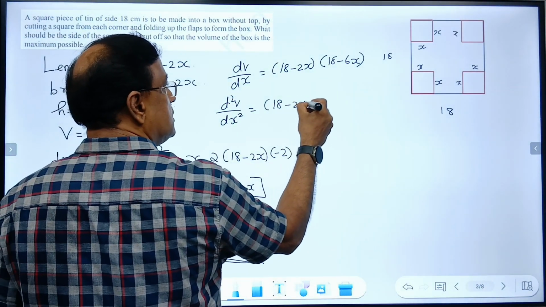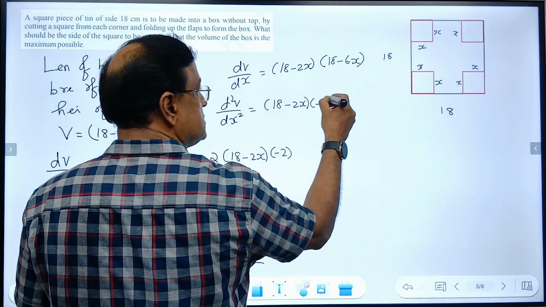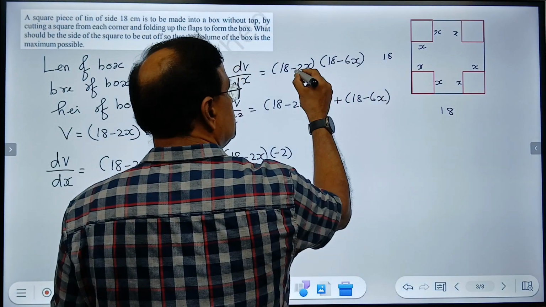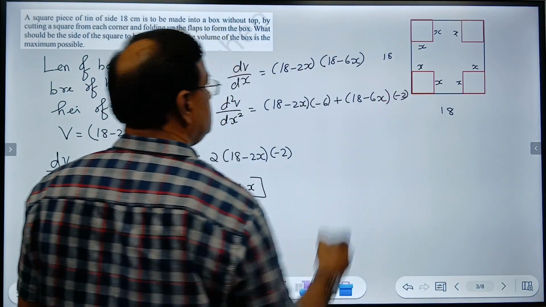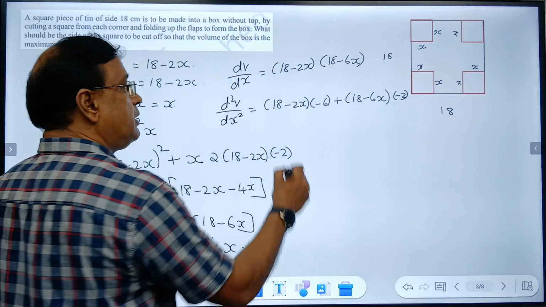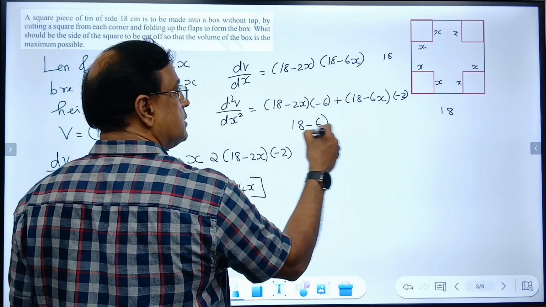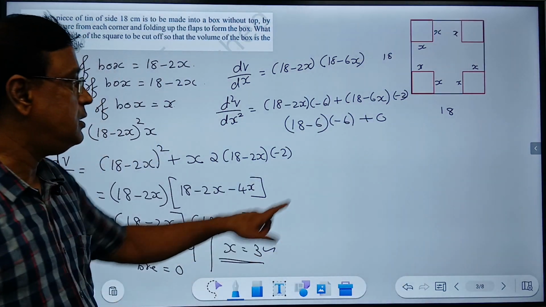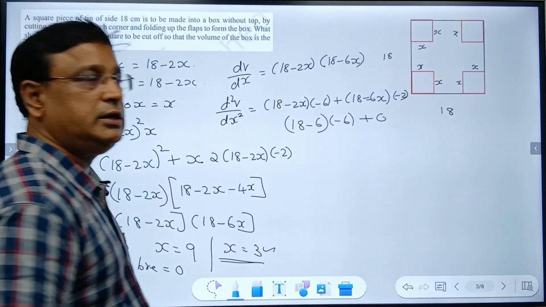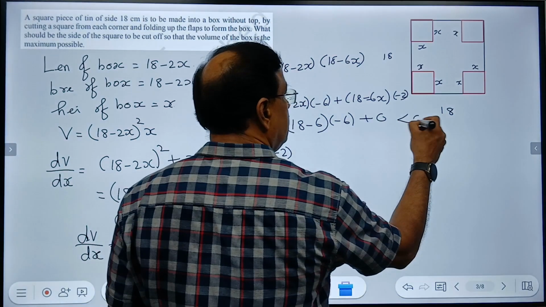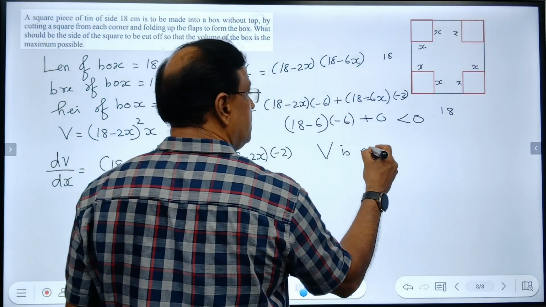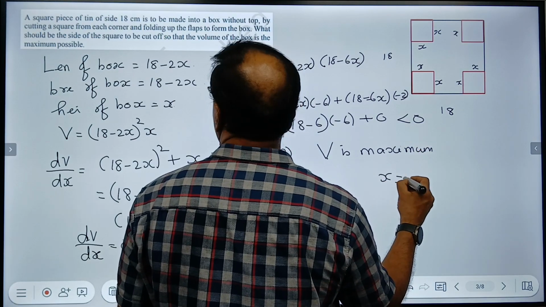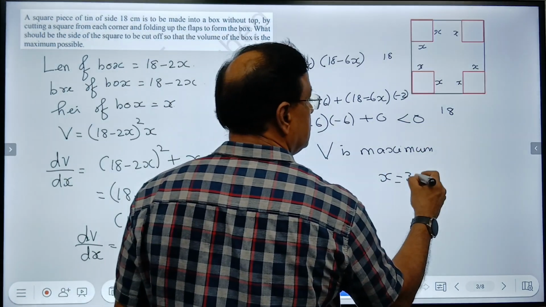I am using product rule. 18 minus 2x, differentiation of 18 minus 6x is minus 6, plus 18 minus 6x into differentiation of minus 2x is minus 2. Now you put x is equal to 3, you get 18 minus 6 into minus 6 plus 0, because 6 threes are 18, 18 minus 18 is 0. So obviously this is negative, therefore V is maximum. V is maximum when x is equal to 3 centimeters.